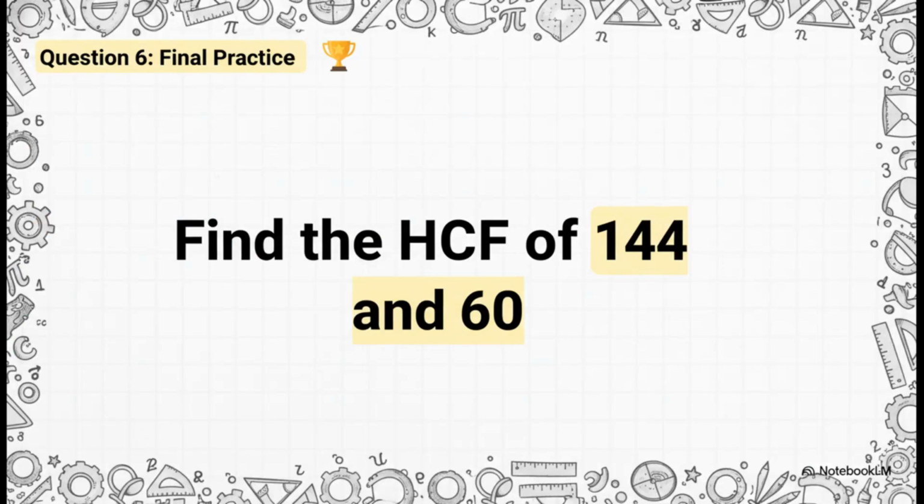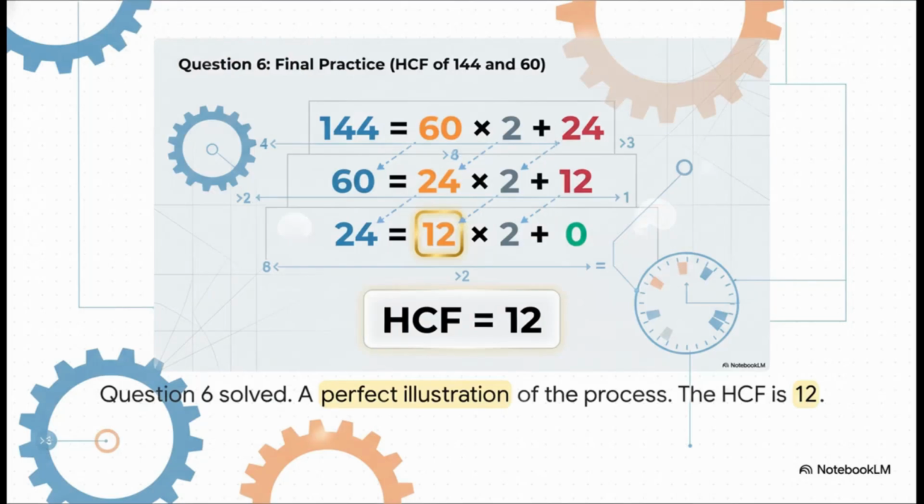All right, this is it, our last practice question. By now, I bet you can see the pattern from a mile away. Let's lock it in by finding the HCF of 144 and 60. Okay, let's walk through it one last time, nice and smooth. 144 divided by 60 leaves a remainder of 24. 60 divided by 24 leaves a remainder of 12. And finally, 24 divided by 12, it's a perfect match. Remainder is 0. The HCF is 12. And there you have it. We've just proven with 6 completely different pairs of numbers that this method is an absolute rock star. It works flawlessly every single time.